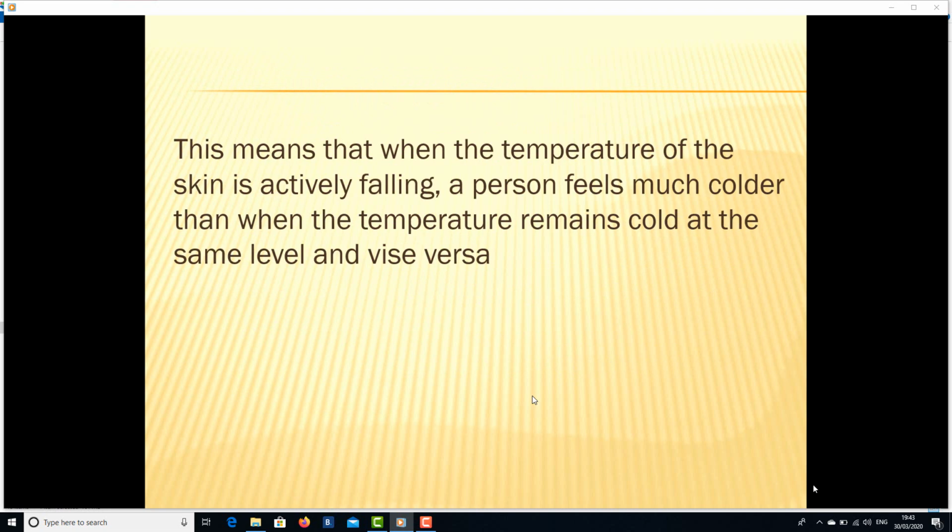Which means that when the temperature of the skin is actively falling, a person feels much colder than when the temperature remains cold at the same level, and vice versa.